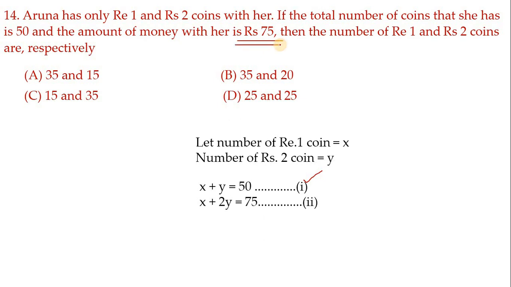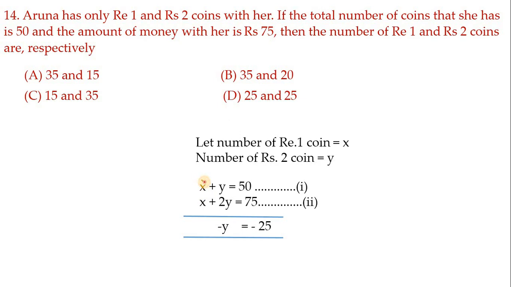And this 75 is there, this is related to amount. So x is for 1 rupee coin, hence multiply 1 to x. If you multiply 1 to x, you will get x here. And y is for 2 rupee coins, hence you have to multiply 2 to y, it will become 2y. And these two amounts make 75. So this is the way of framing the second equation. Children, I repeat again. The first equation I have framed on the total number of coins. So the total number of x coins and y coins is 50, hence I have written x plus y equals 50. And the second one I have framed on the basis of amount. Now let us solve these two equations, children.